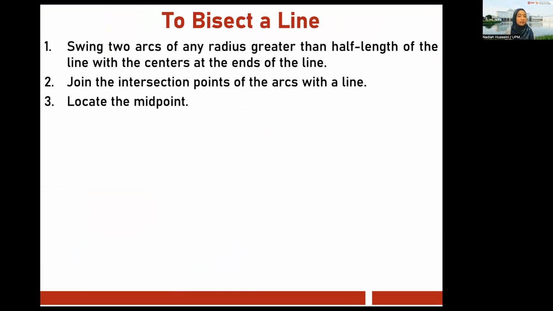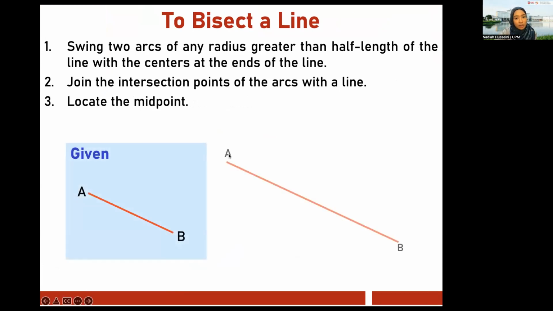Okay, so how do we bisect a line? I would say that this content overlaps a little bit with our AutoCAD because this is also how AutoCAD works, but they do the math behind the scenes. Swing 2 arcs. First of all, what is the line that we're talking about here? We have this line A to B. We want to bisect it exactly at the midpoint. Your normal approach would be to measure using a ruler and then divide by 2 mathematically. But here we don't want to use calculation. We want to use the compass.